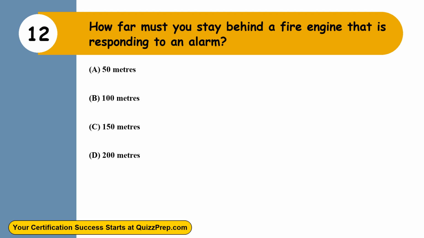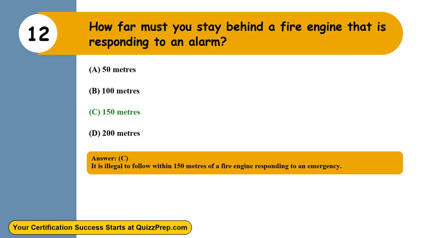Question 12. How far must you stay behind a fire engine that is responding to an alarm? Option A, 50 meters. Option B, 100 meters. Option C, 150 meters. Option D, 200 meters. The correct answer is option C, 150 meters. It is illegal to follow within 150 meters of a fire engine responding to an emergency.